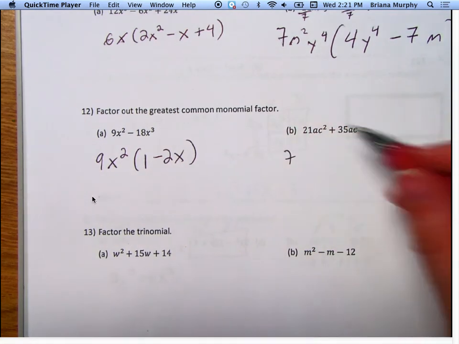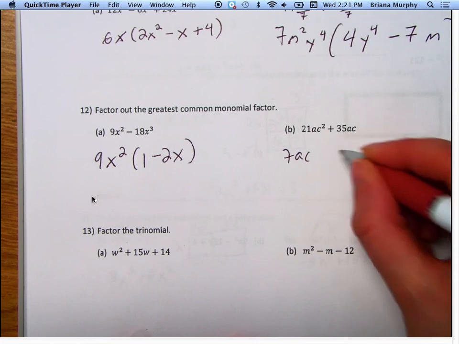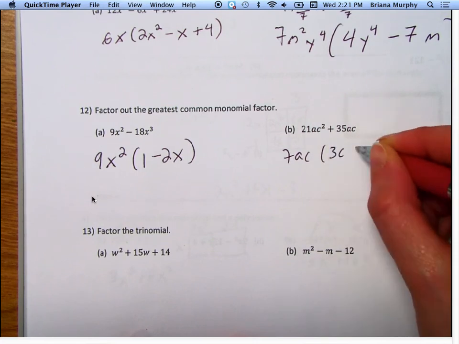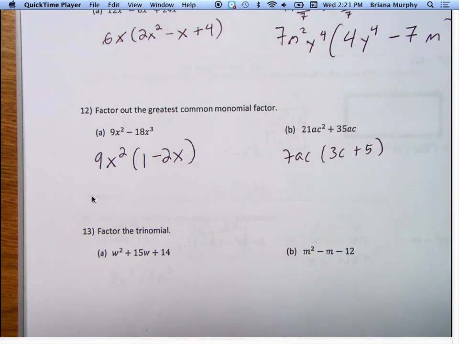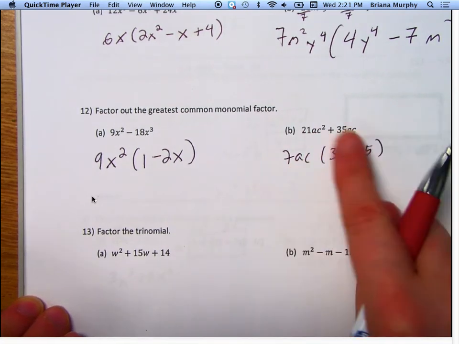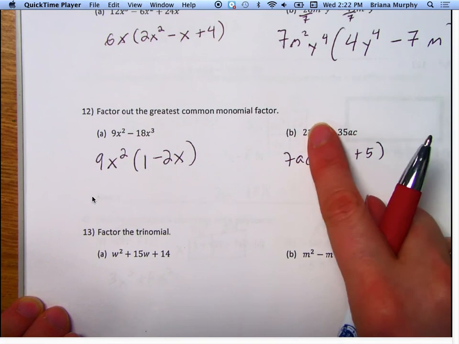7. And then we can take out an a and a c, right? Yeah. So I'm left with what? 7, 3c plus 5. It would be ac because I can take out an a out of both of them, and then we only have a c left because that had a c squared.